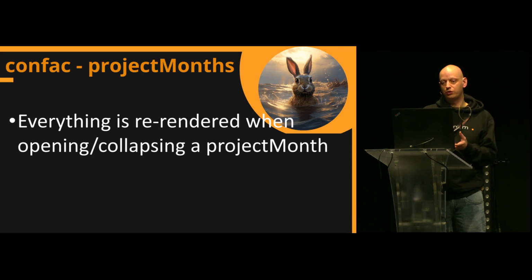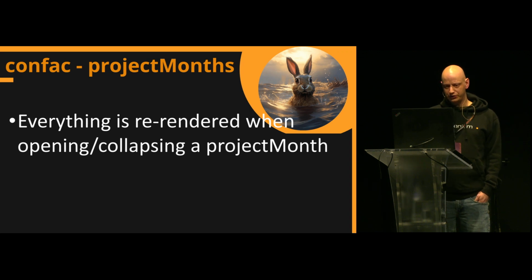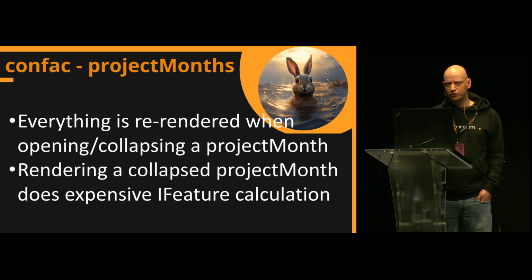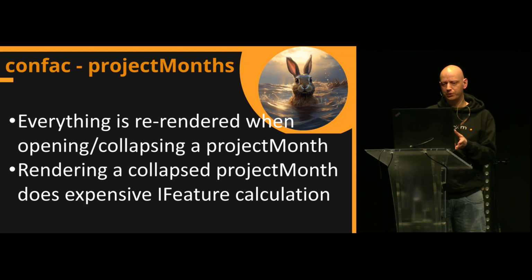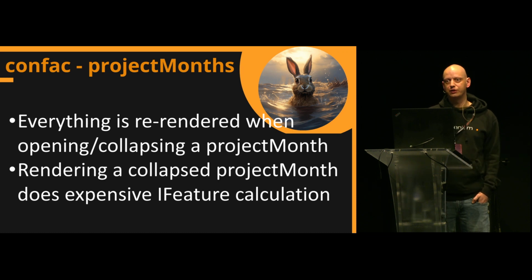Because if you open or close a project month, everything is re-rendered. This can of course not be the intention. And also, when we're rendering a collapsed project month, we just need to display a few numbers, but it was doing an expensive calculation, which included all the inner loops. So what did we do?